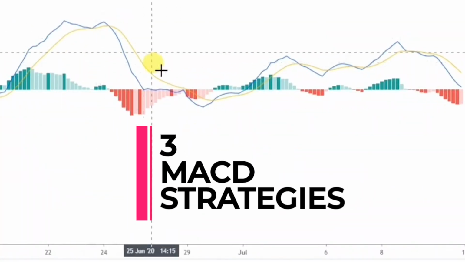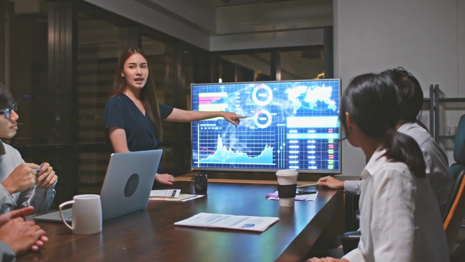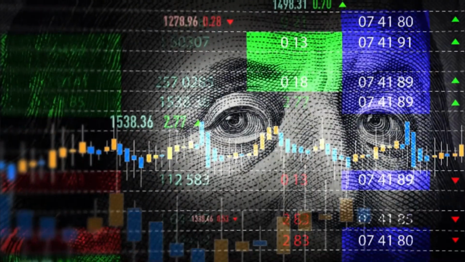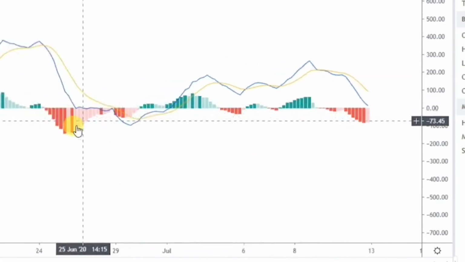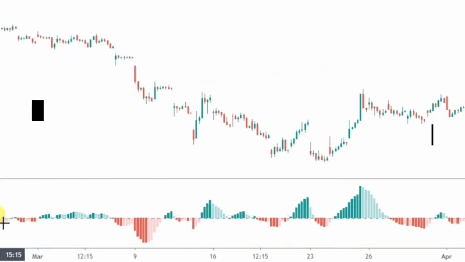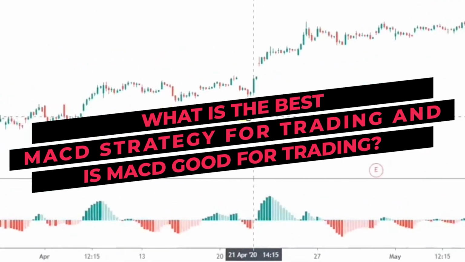We have now shown you 3 MACD strategies. Let's discuss why we use the trading rules and settings we did. We have been trading full-time for 20 years, and we have learned a lot by using the MACD indicator for some of our strategies. First, what is the best MACD strategy for trading, and is MACD good for trading?